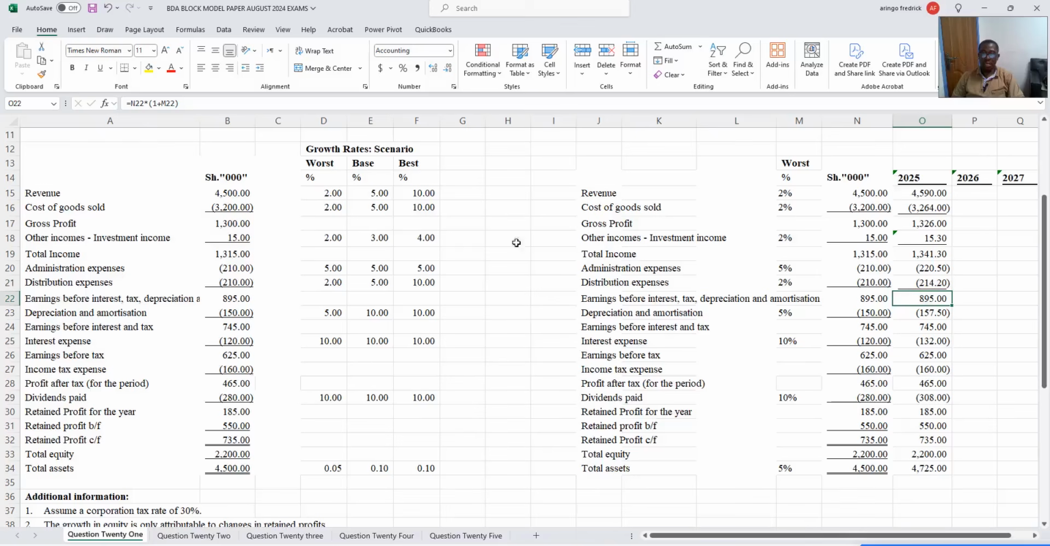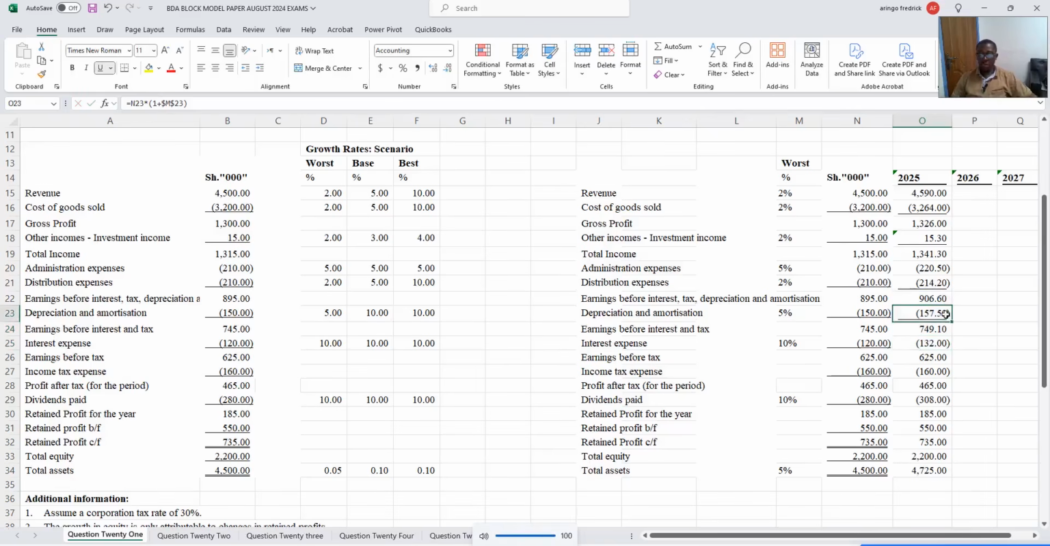So earnings before interest, tax, depreciation and amortization. In this case, I'll be using Alt and the equal sign. We sum up to that point. Depreciation, amortization, I want to lock this part. So you just lock every part. Earnings before interest and tax would be earnings before interest, tax, depreciation, so that we just deduct that to have that value. These are interest expense, so we lock this.